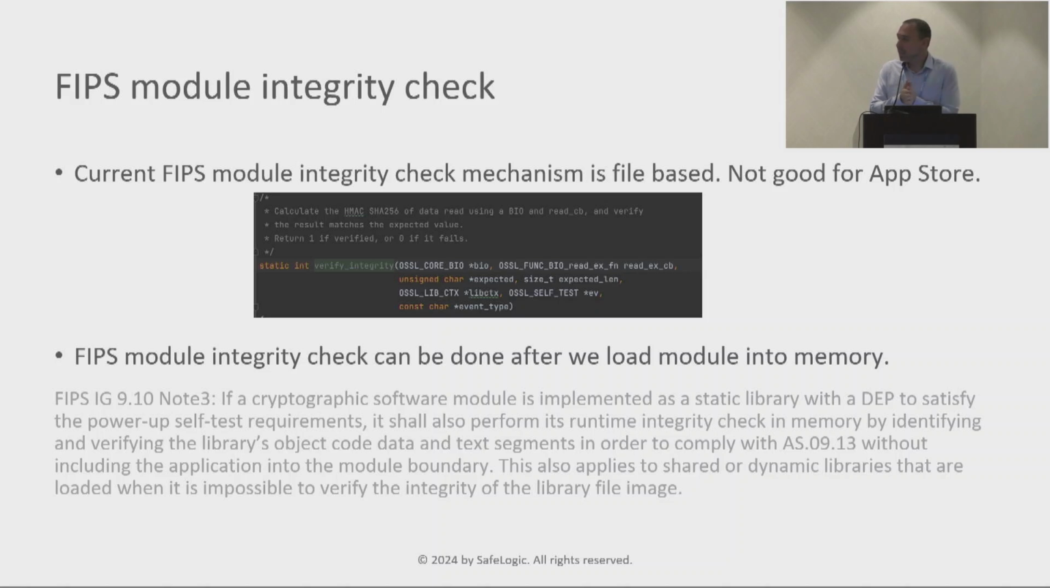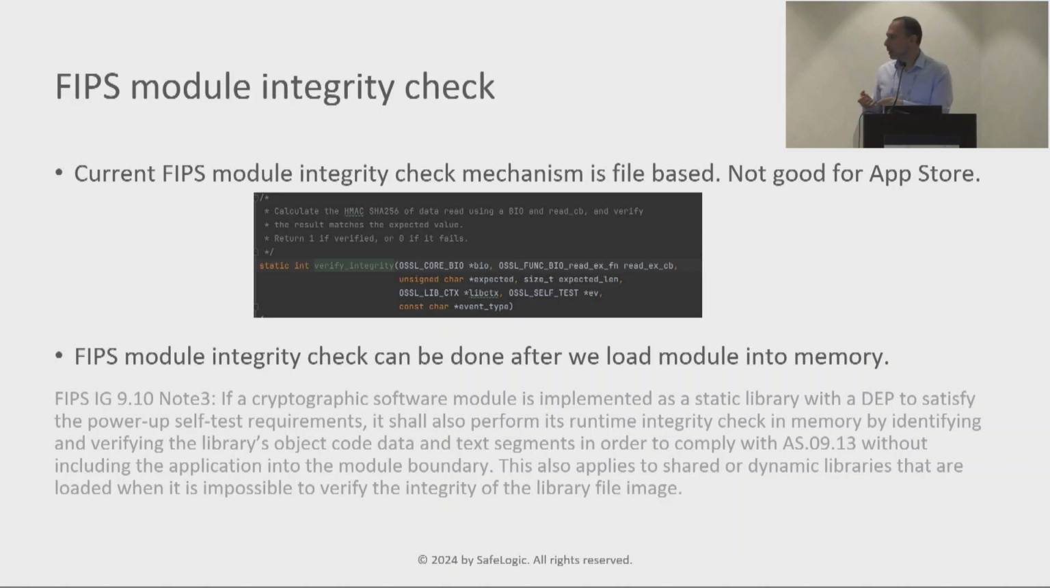But it seems like NIST actually thought about it, and there is implementation guidance 9.10, no, 3. It's actually in FIPS 140-2, but I believe it's also relevant for 140-3 as well, which basically says if you have to use a static library rather than a dynamic library, you can do the same check, but in memory.